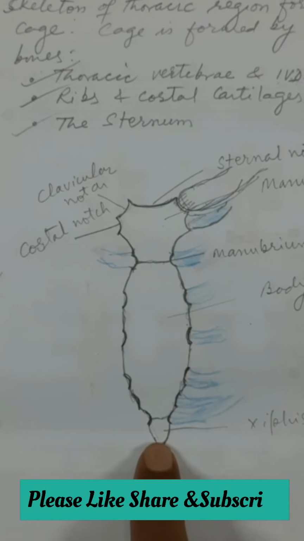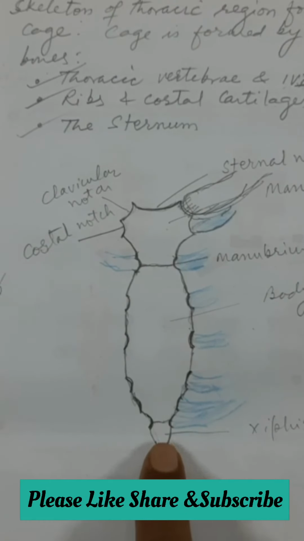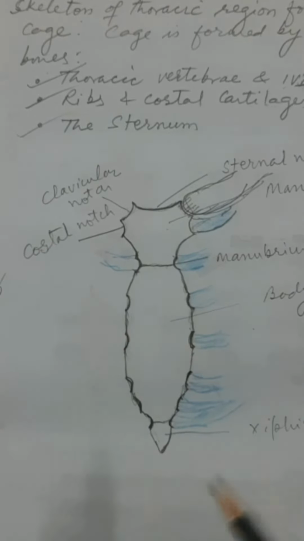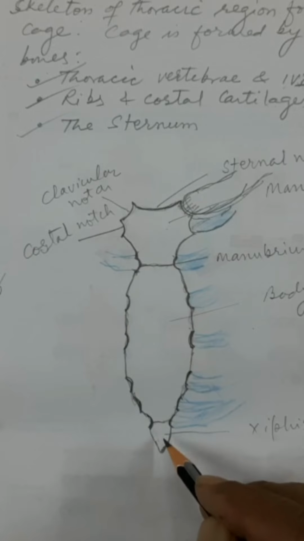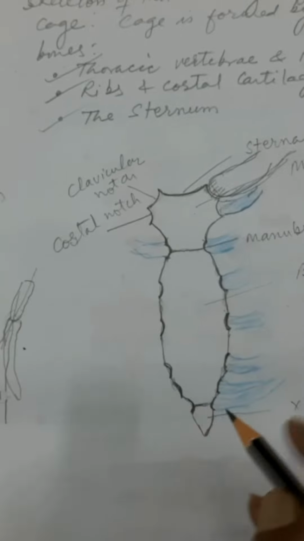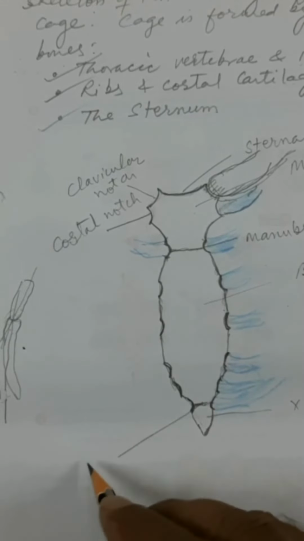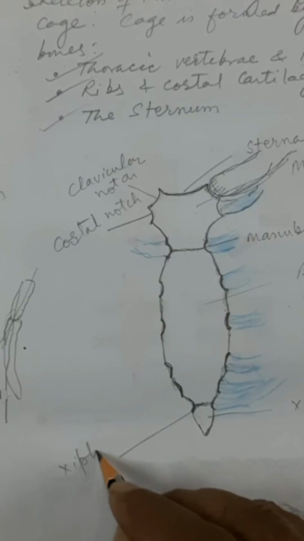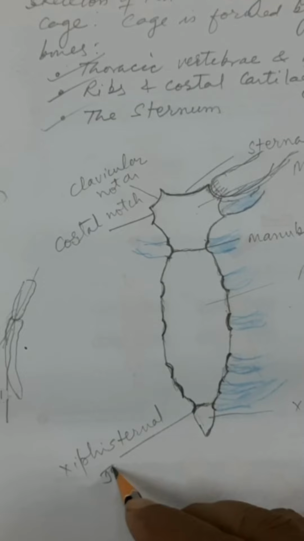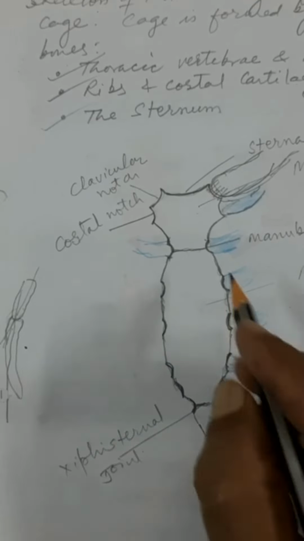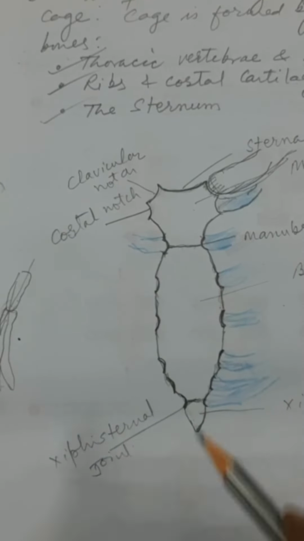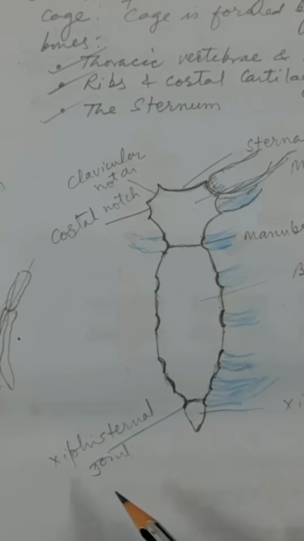Now come to the third part of the sternum, called the xiphoid process, and this is the smallest triangular structure. It forms a joint with the body of the sternum, and this is called the xiphisternal joint. This was the sternal angle, the manubriosternal joint, and the xiphisternal joint is here.